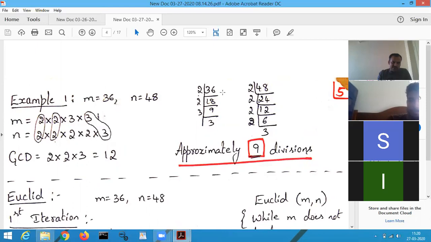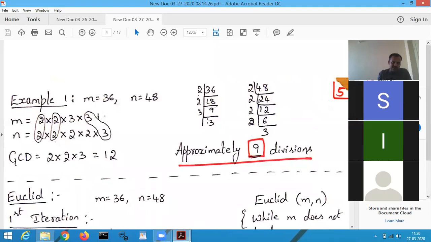I'm finding the prime factors. For example, 2 18s are 36, 2 9s are 18, and 3 3s are 9. Then what are the prime factors of 36? 2 into 2 into 3 into 3. These are the prime factors of 36.